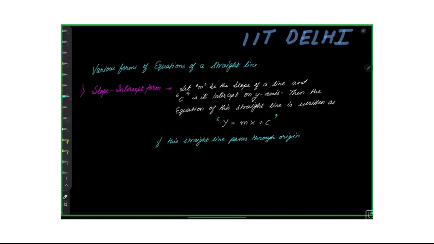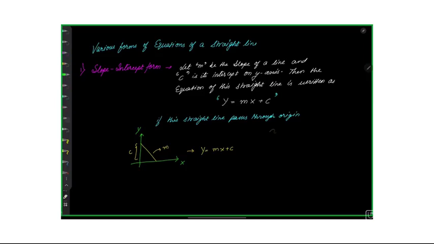What do we mean by this? So let's suppose this is y-axis, x-axis, right? Let me show you the figure. So if the slope is m and this intercept is c, then the equation is written as y equals mx plus c, right? But what if the line passes through the origin?